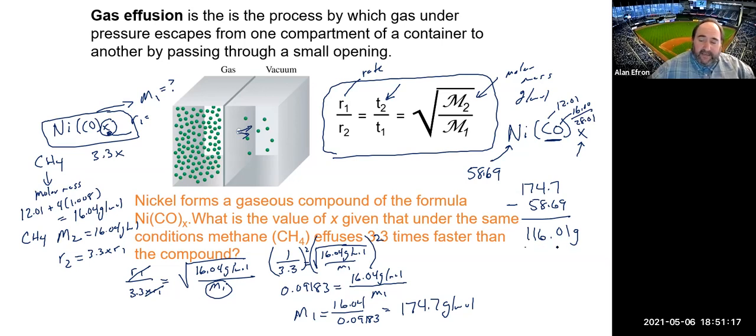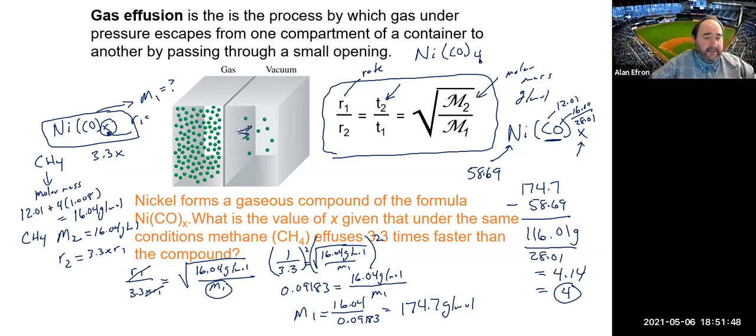So I know the 116 is 1 of those units, 2 of those units, 3, 4, 5 of those units. If I take 116 and divide it by 28.01, I end up with approximately 4.14, which is approximately 4 in this case, which would tell us that the proper formula would be NiCO4 in this case. Any questions on that calculation there?